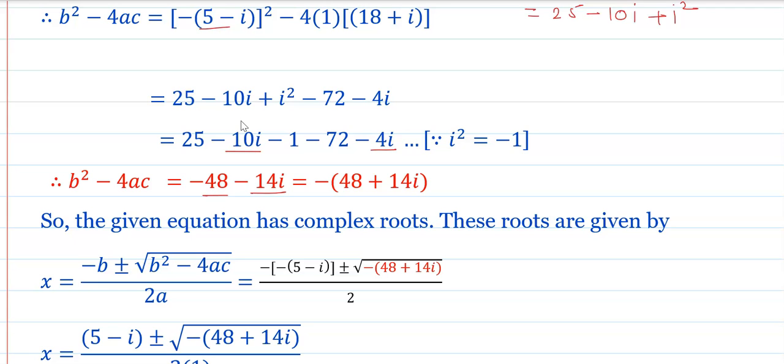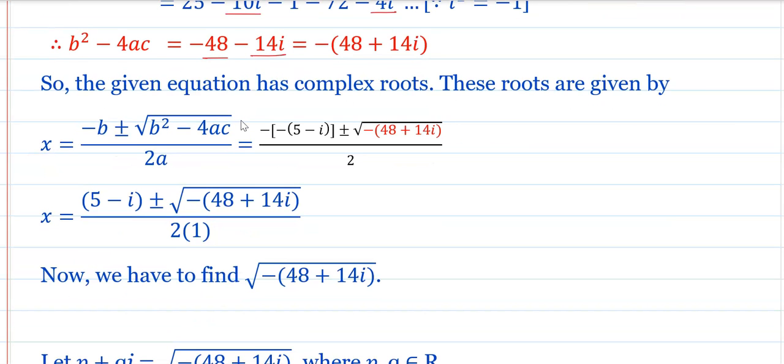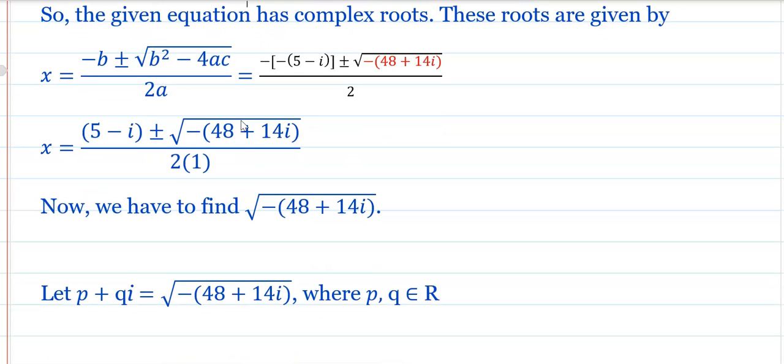Upon 2. That is, x is equals to 5 minus i plus or minus the square root of minus 48 plus 49, upon 2 into 1. Now we will find the square root of minus 48 plus 49.